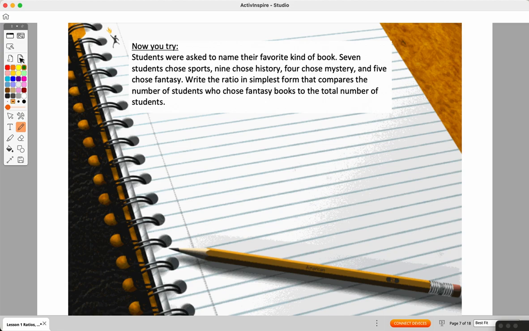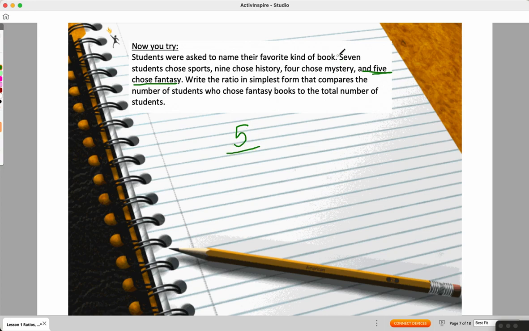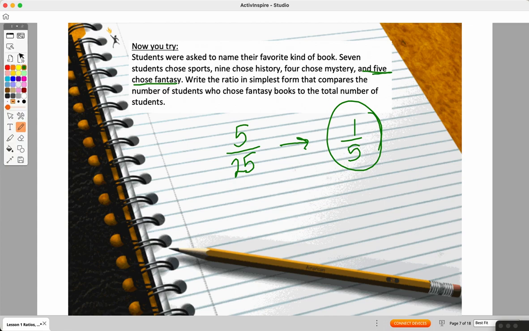All right, so if I read and I looked, okay, 5 students choose fantasy. So I've got 5, and let's see, 7 plus 9 is 16, 16 plus 4 is 20, 20 plus 5 is 25, so that's my total. Now that's still not right. 1 in every 5 students prefer a fantasy book over any other kind of genre.